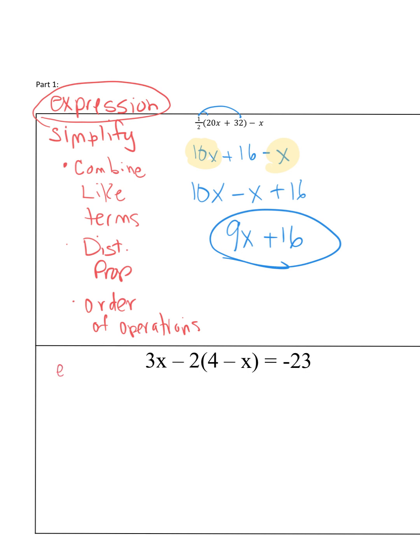Now we're going to move from an expression to an equation. It contains all the same things that an expression does, but now we have an equal sign. And so we're going to first do the distributive property. That's going to give us -2 times 4 is -8. -2 times -x is positive 2x. I'm then going to look at the left side of the equation, and I can see that I have like terms that I need to combine. So I'm just going to add together the 3x and the 2x to make that 5x.